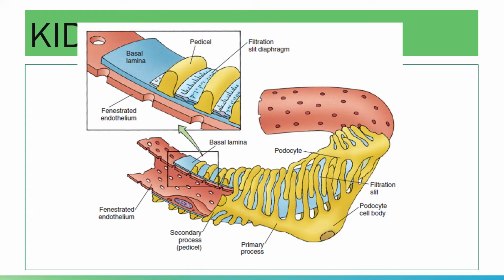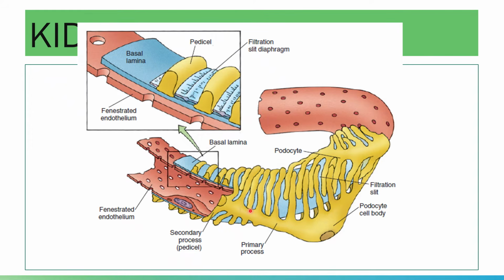Let's take a look. This one shows you the close relationship between the fenestrated capillary, the glomerular basement membrane, and the filtration slits formed by the podocyte. This is your podocyte, which will give rise to major processes. These are your major or primary processes, and these are your secondary processes, which are known as your pedicels.